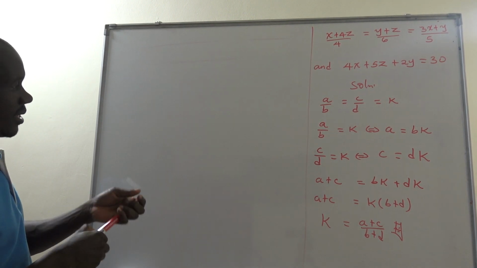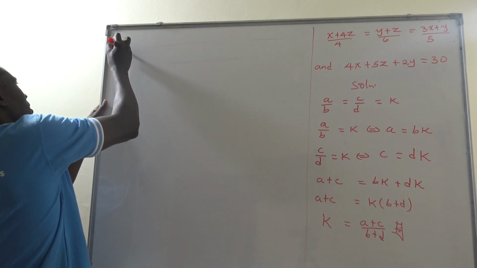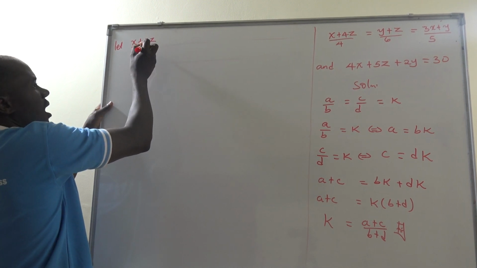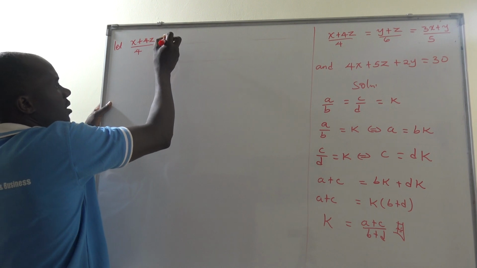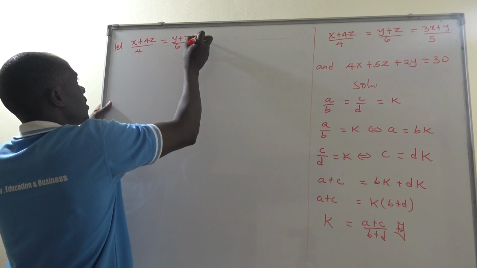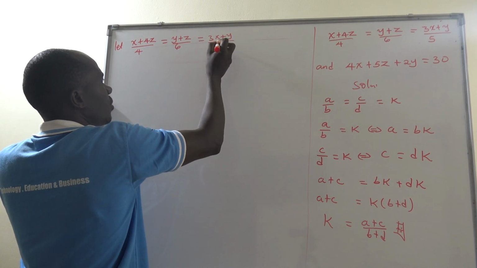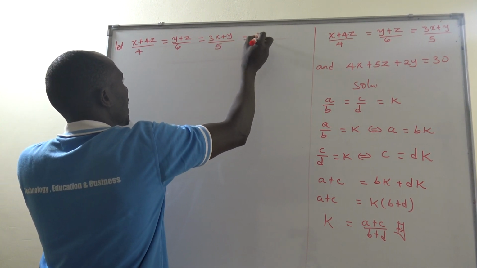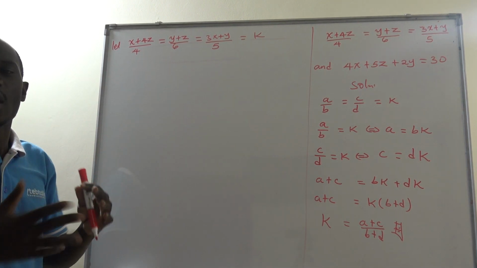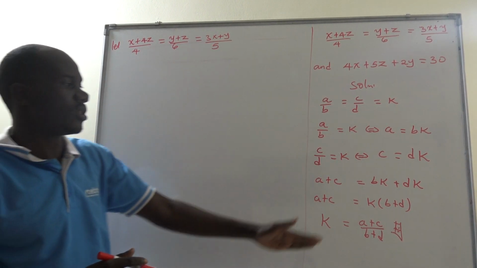So we are going to start by looking at the first one, which is in terms of the Russell theorem. You start by naming it. You say, let x plus 4z out of 4 equals y plus z out of 6 equals 3x plus y out of 5 equals a k. So we are going to equate every scenario to that. But since they have said the hence, that means there is no need for you to equate to that k. Why am I saying that? Because they have said the hence.